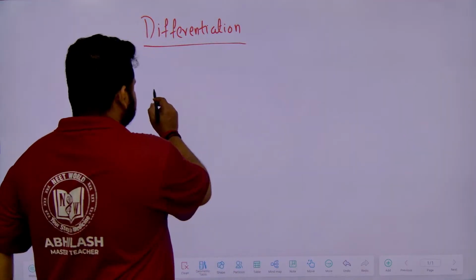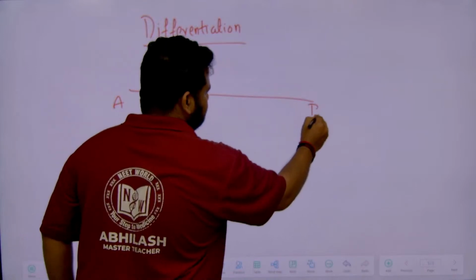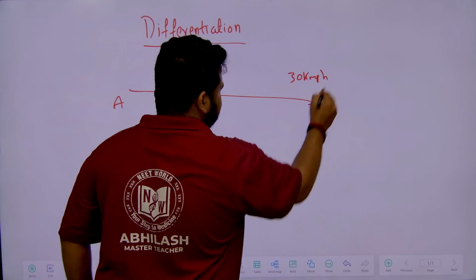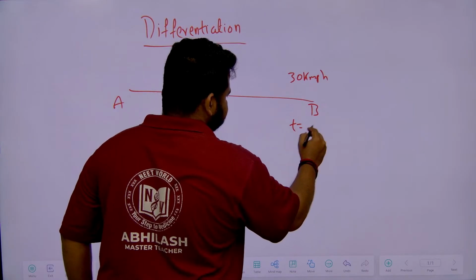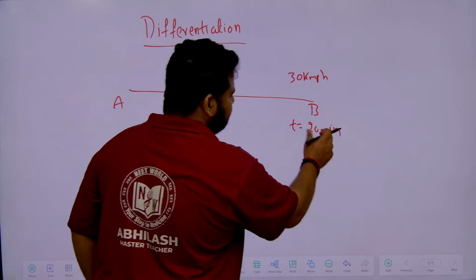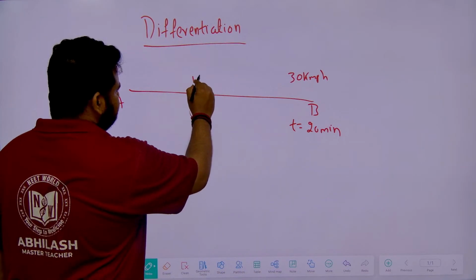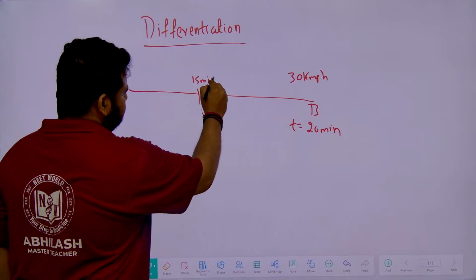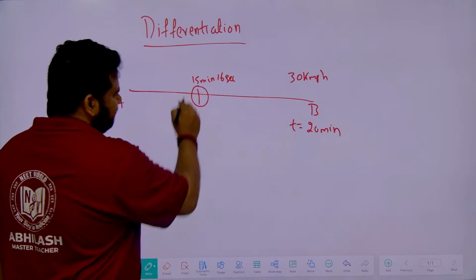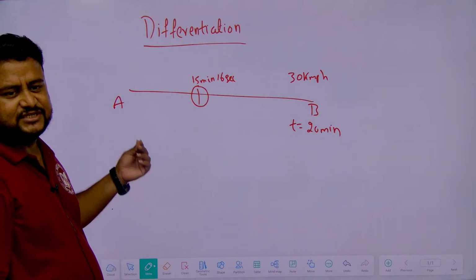Suppose we are going from one place to another, A to B. The overall speed let it be 30 km per hour, and the time taken let us take as 20 minutes. I don't want the complete overall speed, I want the speed at the time when the time is 15 minutes 16 seconds. To find that, we will use differentiation, that is instantaneous speed.